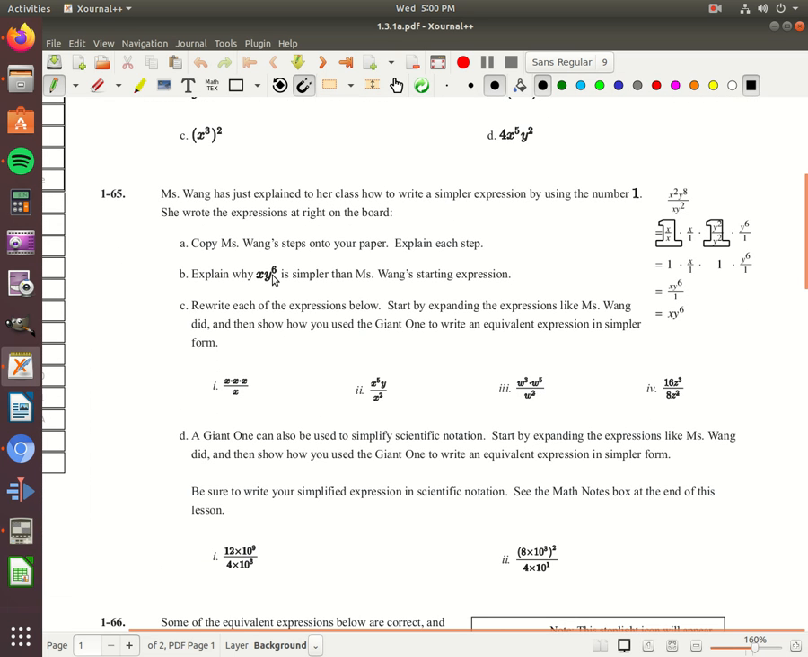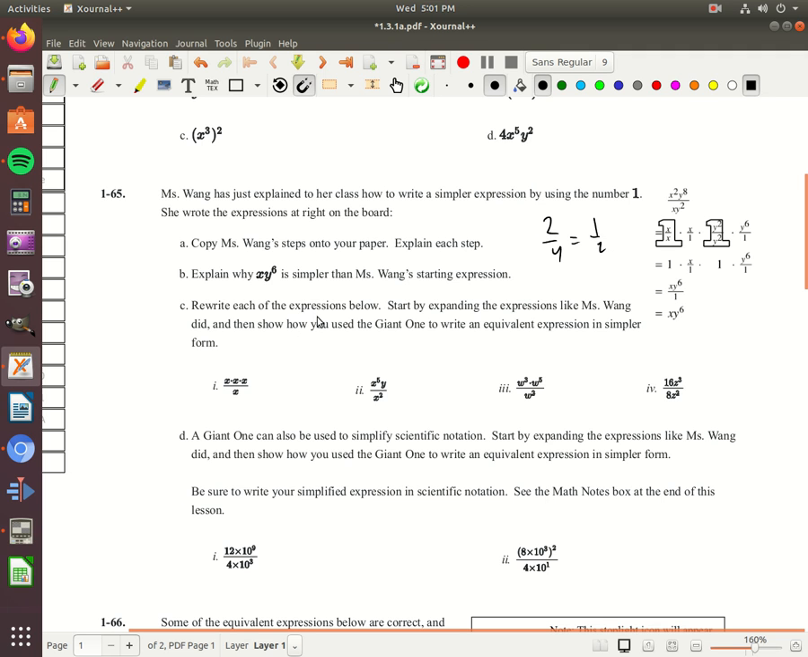So explain why y to the 6th is simpler than Miss Wing's starting expression. Well, it's been simplified. You've reduced it, right? It would be like 2 to the 4th. You've reduced it to 1/2. So we've reduced this down.